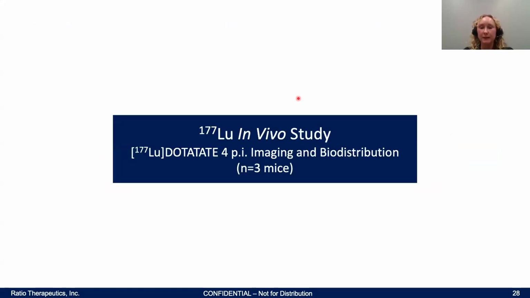So once we'd completed that initial actinium study, we wanted to compare it to something. So we performed a lutetium-labeled DOTATATE study to be able to compare our actinium data to lutetium data on the gamma eye.